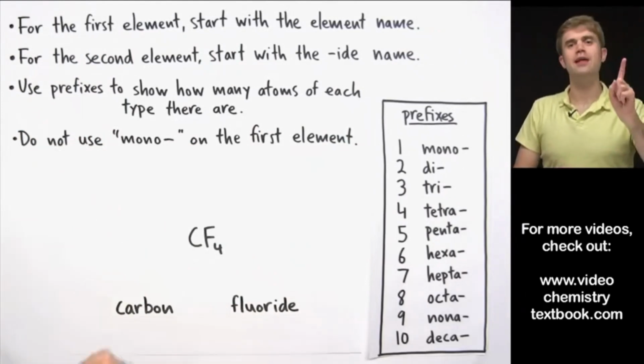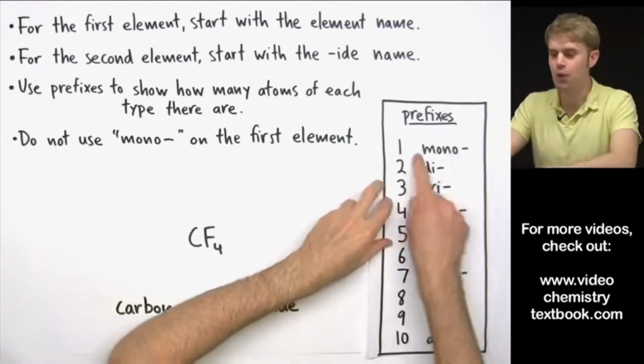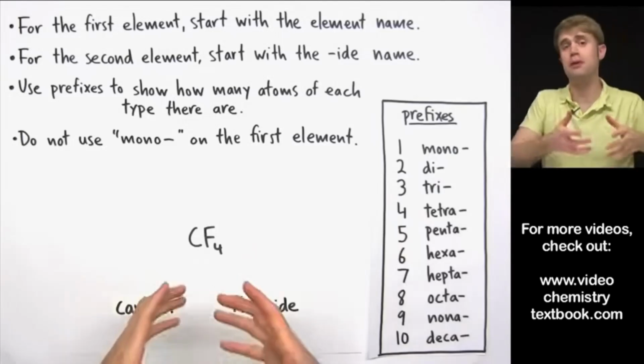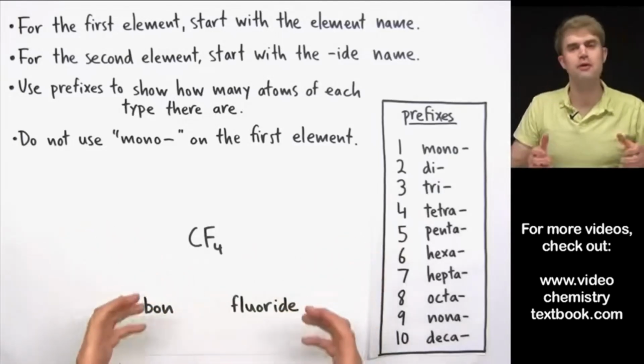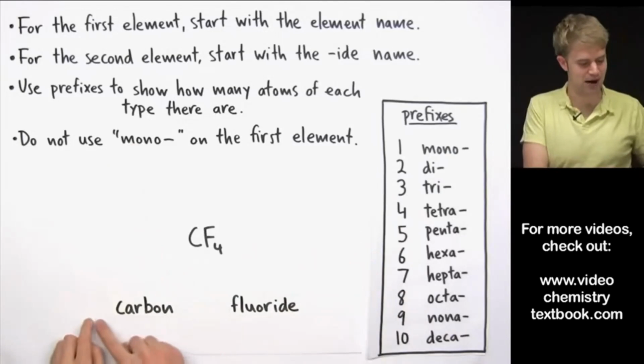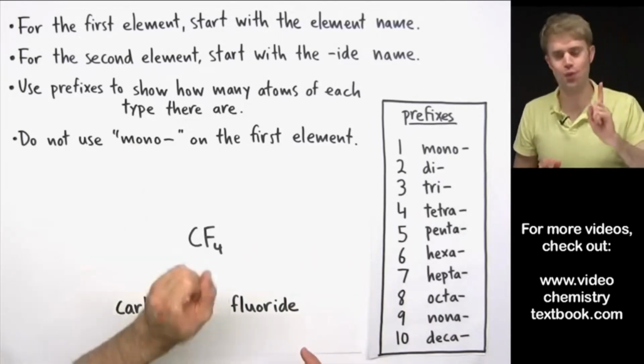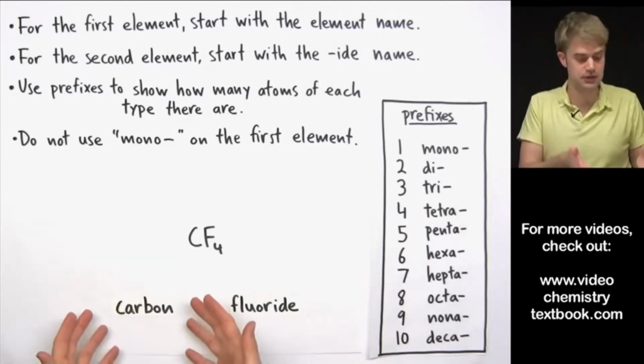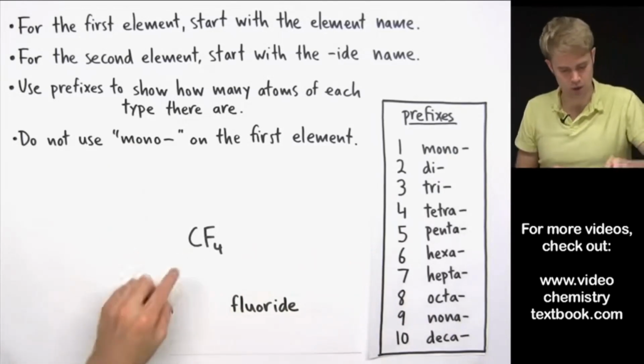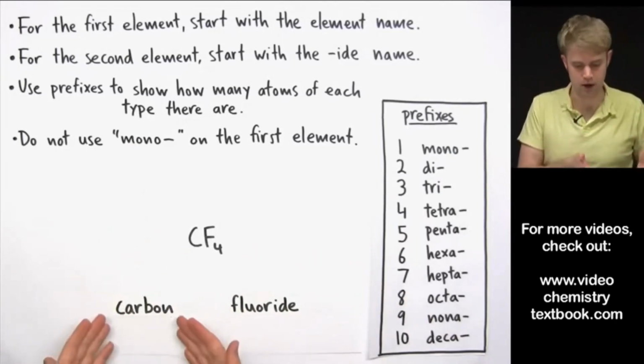Carbon here, we only have 1 of them. So you might want to use mono and put it in front of here. That would be a perfectly logical thing to do. But for whatever reason, we don't use mono on the first element if there's just 1 of them. We just leave it like this. You don't put anything there. So we have 1 carbon, we're just going to call it carbon.